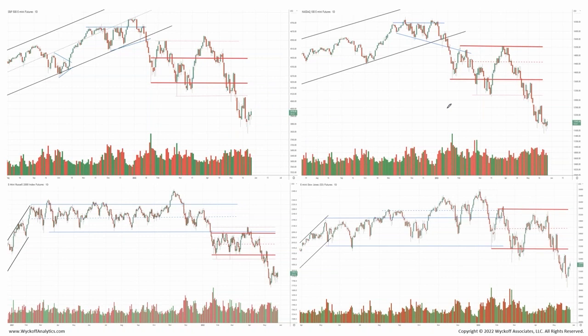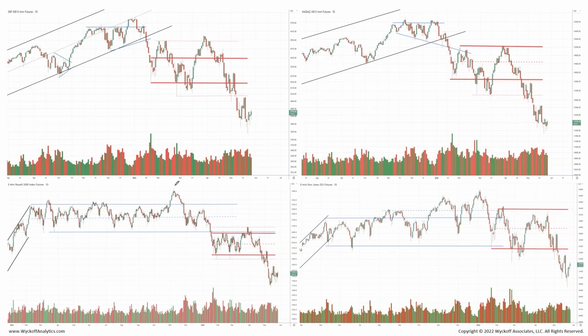Yeah, so if we look at the Russell bottom left, you can see there that there's a really substantial structure, and there was a lot of talk about whether or not that was reaccumulation or distribution. Generally, people were thinking of it as reaccumulation, and it would be okay to think of it that way tactically.